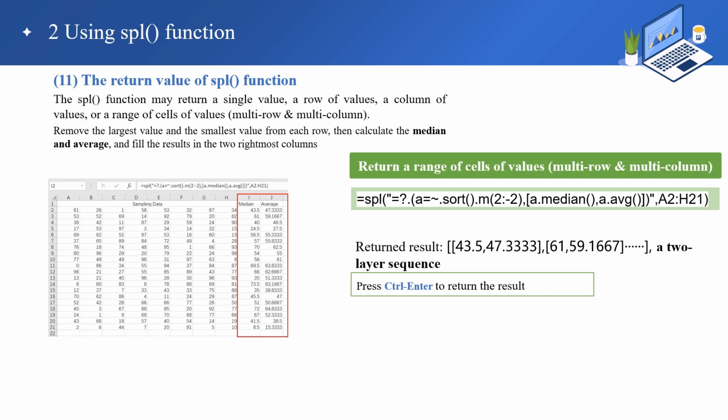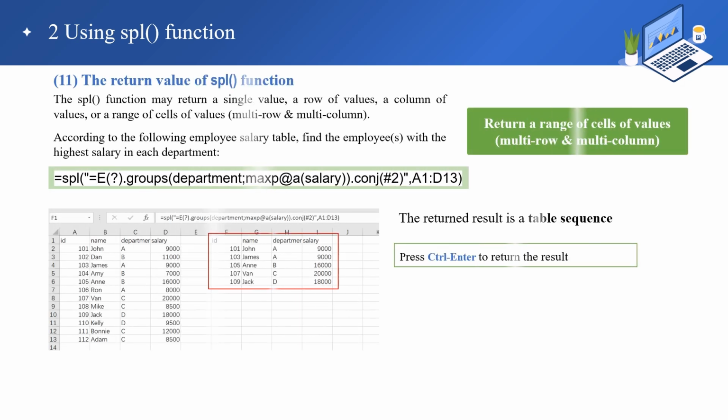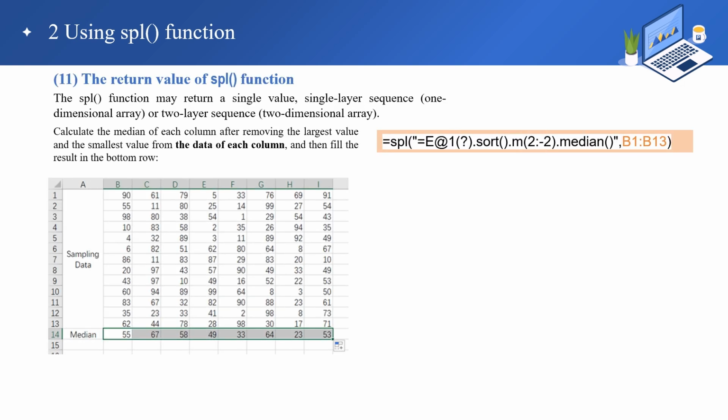Similarly, when the returned result is a two-layer sequence, it also needs to press Ctrl-Enter to return the result, and the result will be filled rightward and downward into a range of cells, starting from the current cell. Similarly, the return value of the previous example of finding the employees with the highest salary in each department is also a range of cells of values. But it is a table with fields, i.e., the table sequence. Likewise, you need to press Ctrl-Enter to return the result. Now, let's talk about how to display the result as one row.